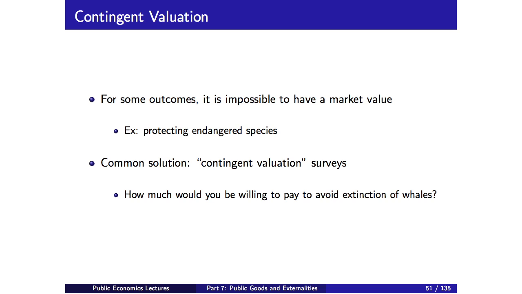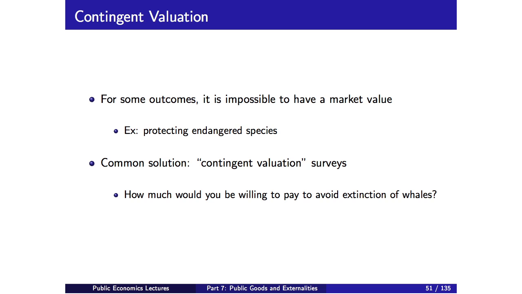So like protecting endangered species. People are probably willing to pay for that. There's interest in supporting that. The government spends money on that. How much should we spend? I mean, it's very hard to imagine that you'd somehow find some sort of price or quantity that's going to tell you the answer to that question.